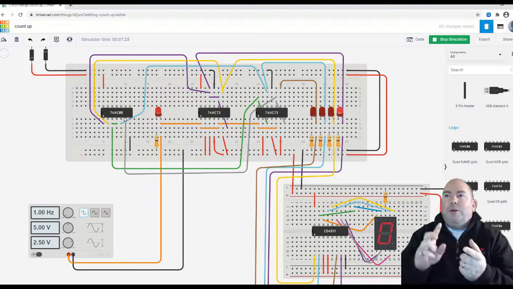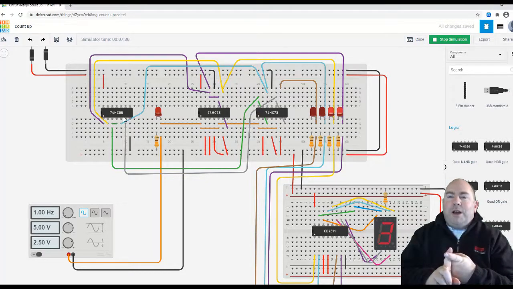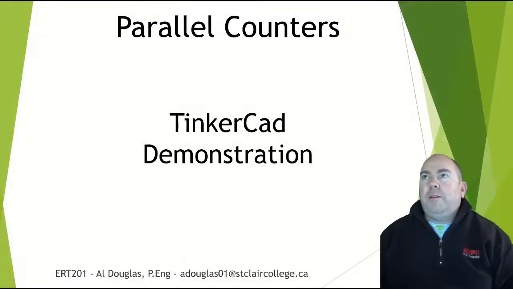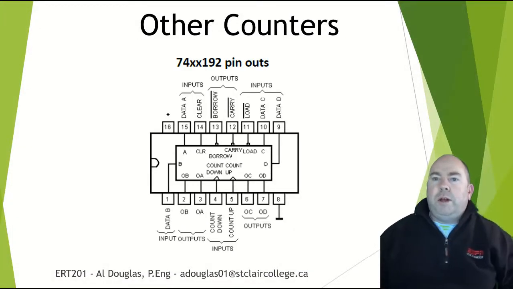Okay, so slightly faster, but not noticeable to the human counting ability with the parallel counter. All right, back into it here. I'm going to do a couple other counters, and then we're done for this lesson.